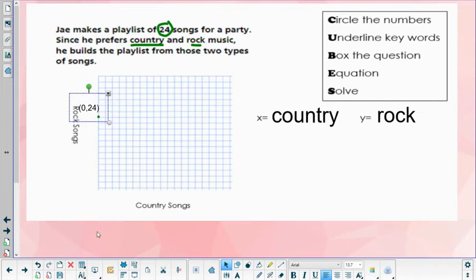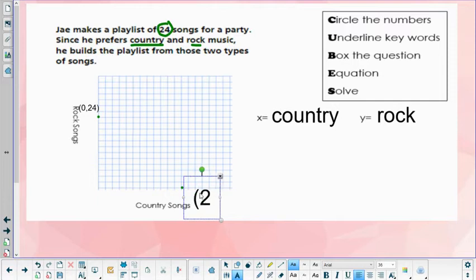Okay, it would also work the other way. If he decides to have all country music and no rock songs, he would have 24 country songs, but 0 rock. So that's going to be our other intercept. So 2, 4, 6, 8, 10, 12, 14, 16, 18, 20, 22, 24. So that would be our other intercept. We would have 24 country songs and 0 rock songs.